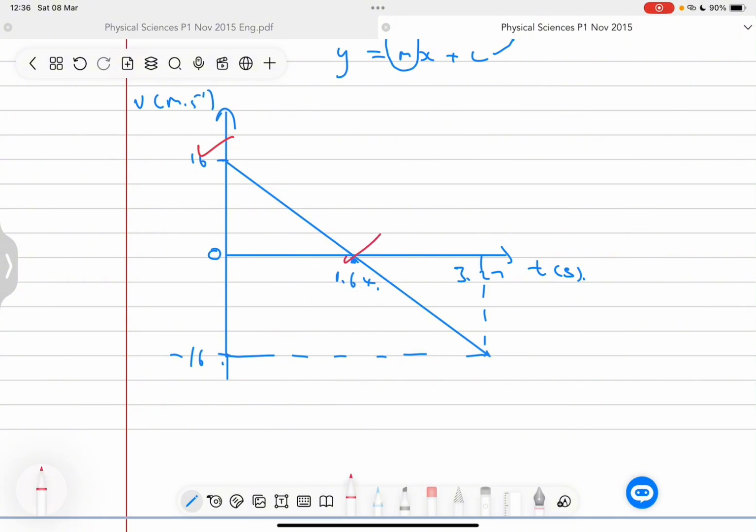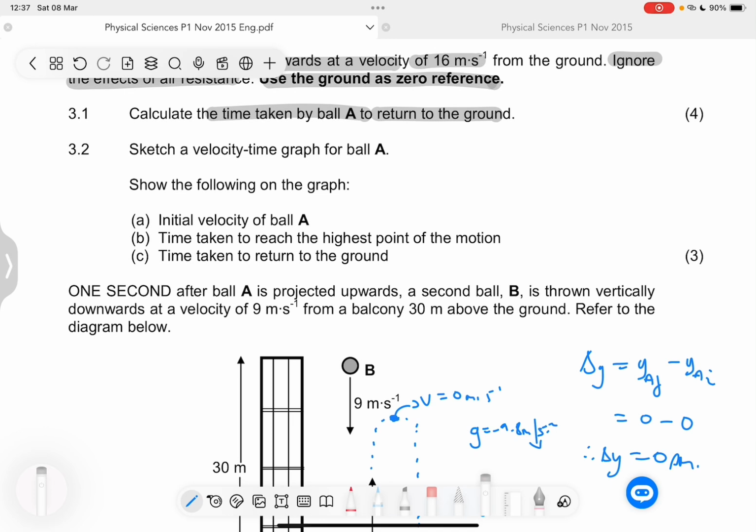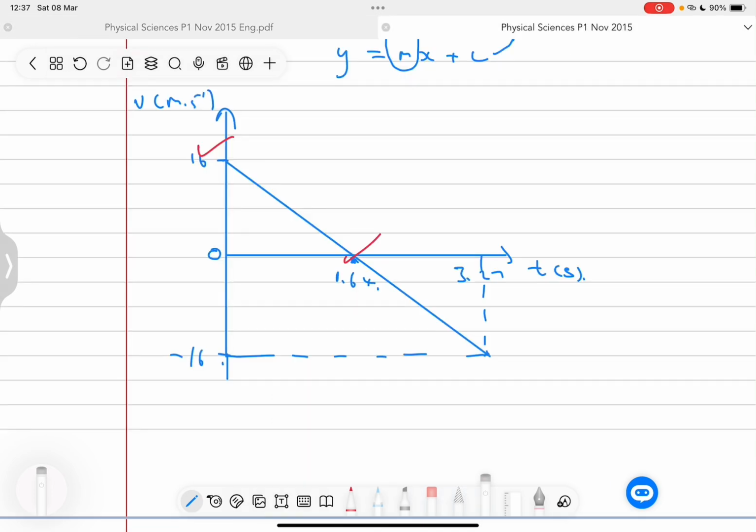They will give you a mark for writing this time. It goes well with that velocity, or speed, and also the time taken to reach the ground. So this is the time here. They'll also give you 1 mark for that.